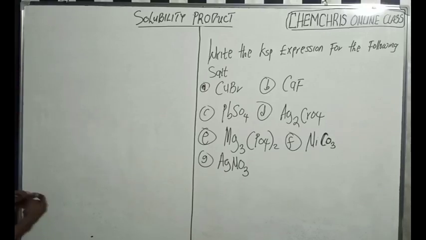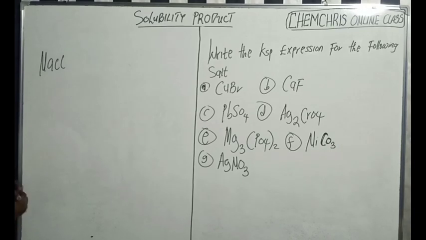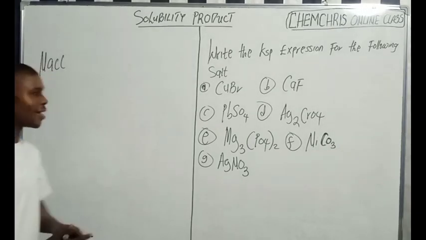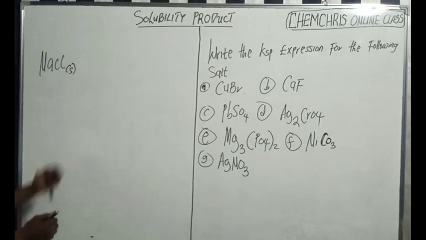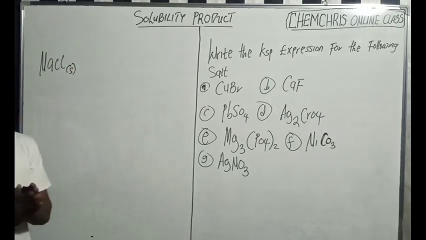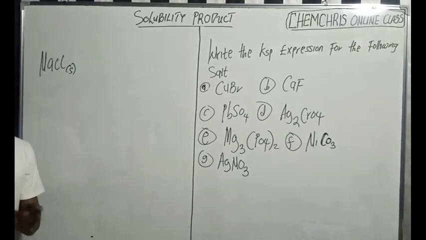Background. Imagine you have NaCl, which we call sodium chloride. Sodium chloride is a solid. Now, for you to write the KSP expression, you must split this one into its various ions.